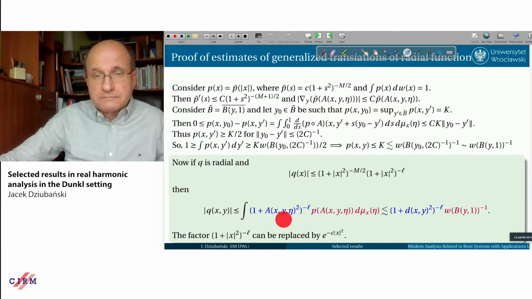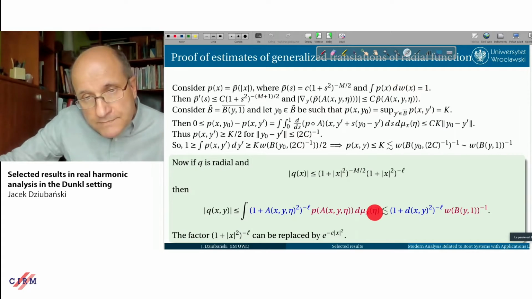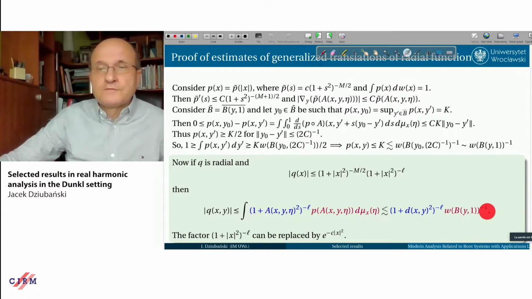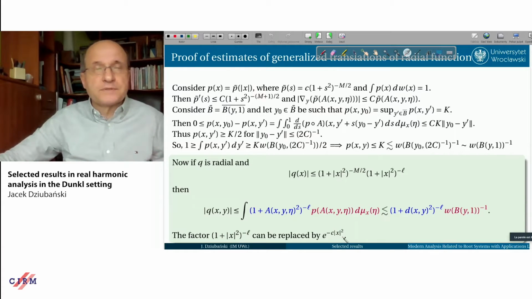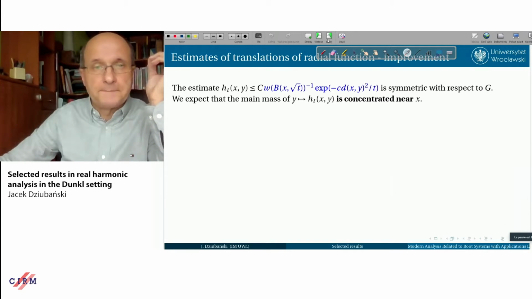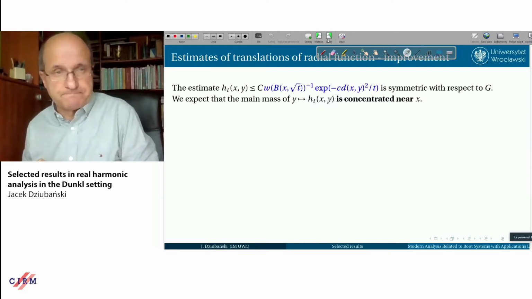The blue part is controlled by that part, and the integral of this, perhaps purple part, is controlled by the volume of the ball inverse. So we can easily replace now the function of this type by an exponential function and obtain the estimates for the kernel we needed. Okay. So let us say something more about these estimates.